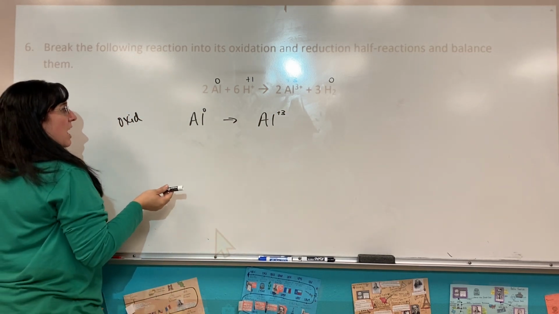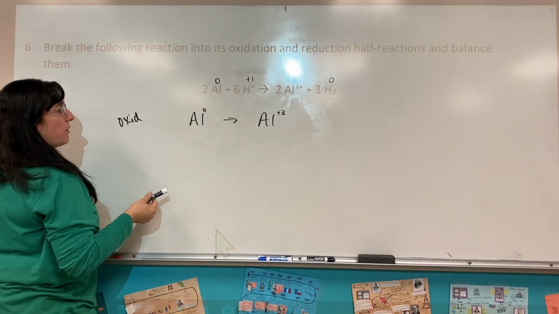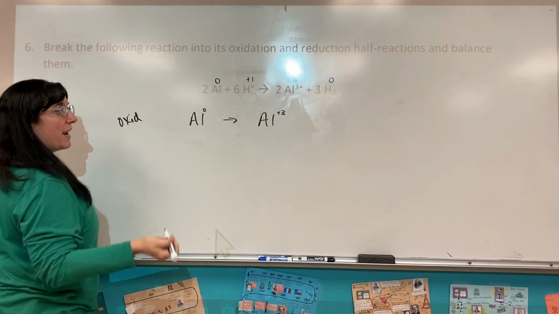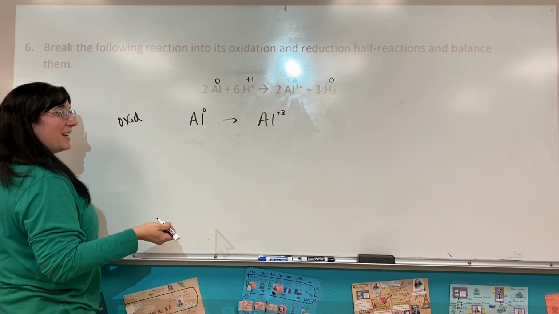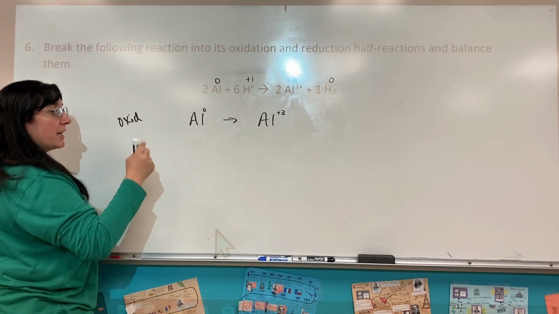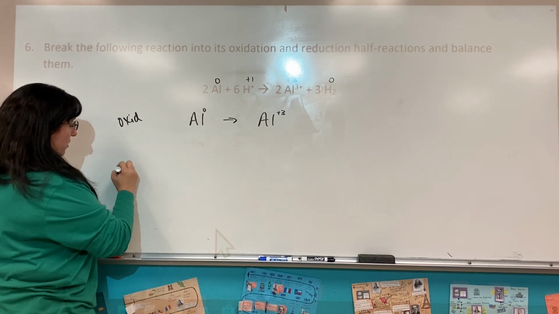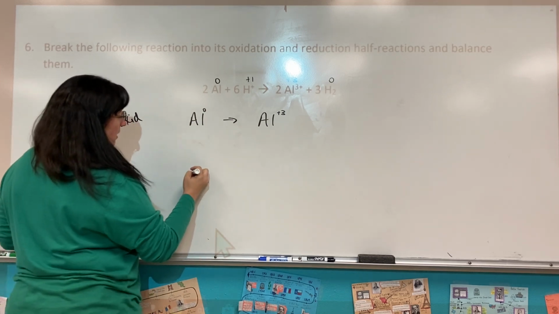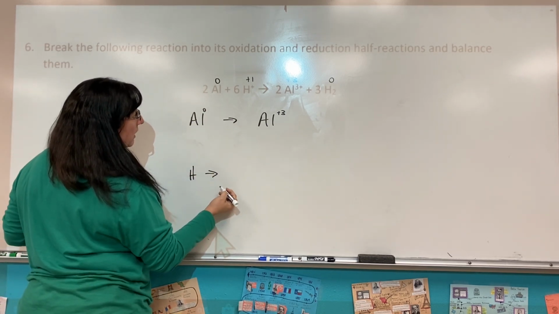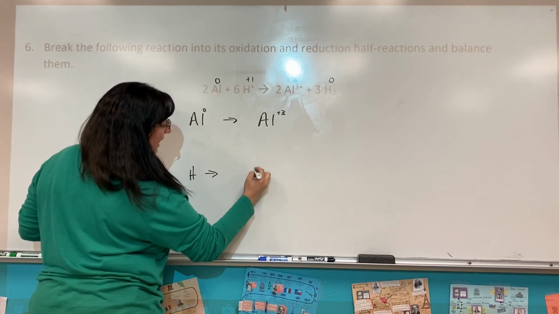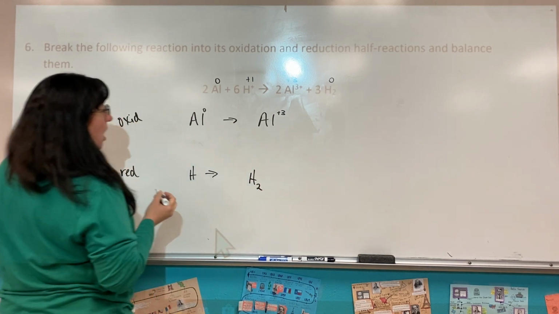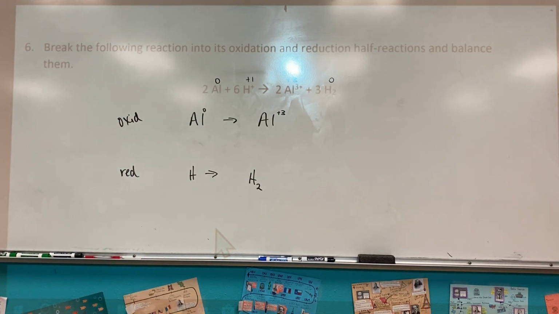Okay, and now I have hydrogen. It went from +1 to 0, so it became more negative. The only way it can become more negative is to gain electrons. So gain electrons, reduced. So your reduction was going to be your hydrogen going from H+ to H2. All right, so that was step number 1.